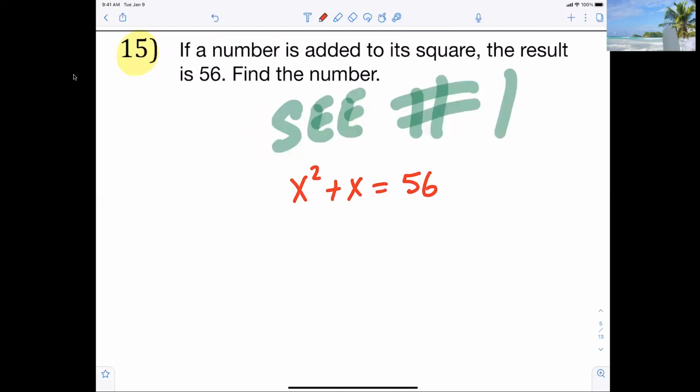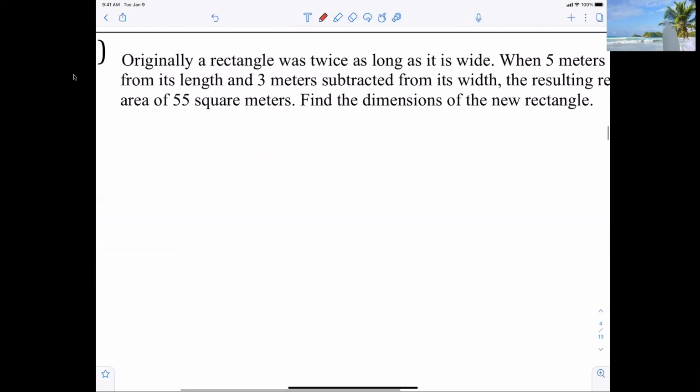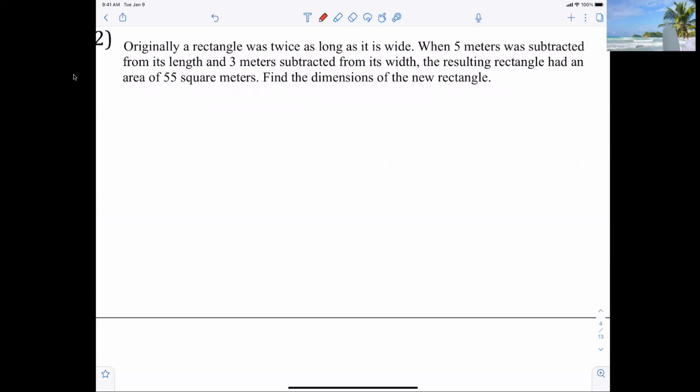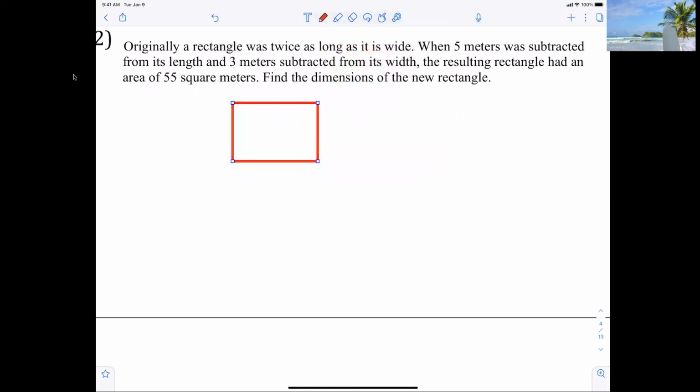All right, now I want to scroll back to question number 12. So originally a rectangle was twice as long as it is wide. So just for me, I'm just going to draw a rectangle. And that was my original rectangle here. And which one's bigger, the length or the width? The rectangle was twice as long. So if this is the width, this is the length.